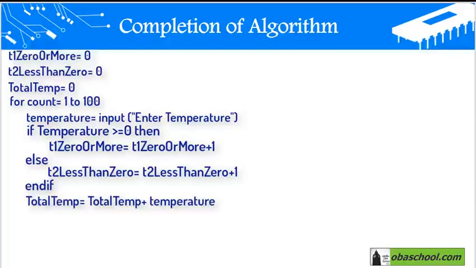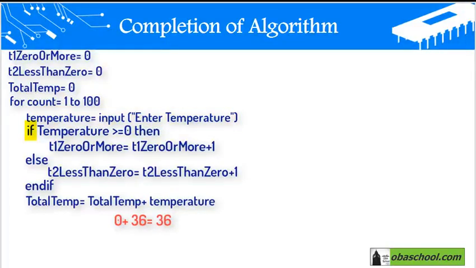Then we will put in total temp. It's equal to total temp that has the last value, plus temperature, that is the number that the user enters. If the user entered 36, it will be 0 plus 36. Every time the user enters the temperature, it will go through the if condition.